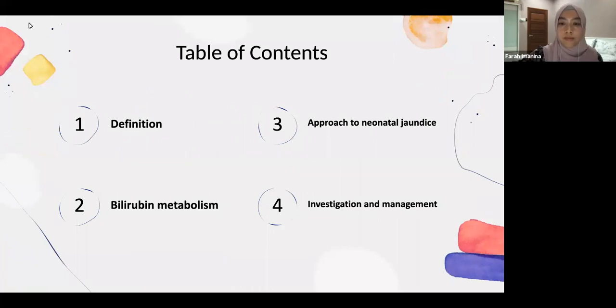Okay, so this is the content. We go to the definition, bilirubin metabolism, approach to neonatal jaundice, and investigation and management.